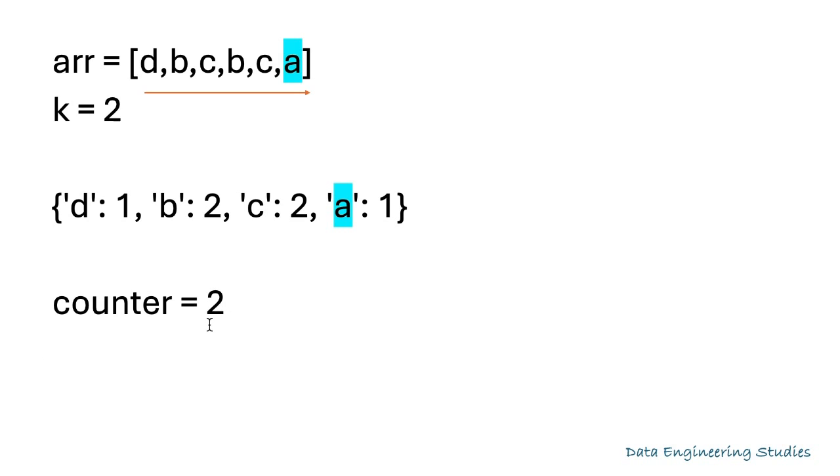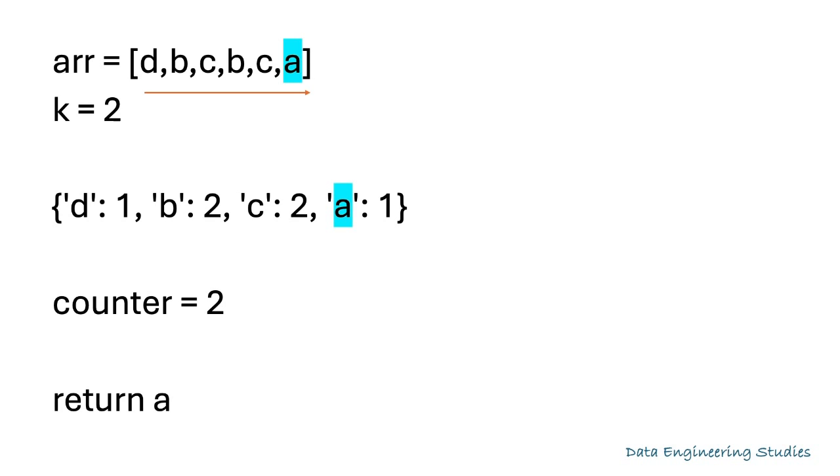Once the counter is equal to k, we will return the corresponding key from the dictionary. So in our case, we are returning the value as a. After iterating through all the elements, if the counter is not equal to k, we will return an empty string. I hope the approach is clear.